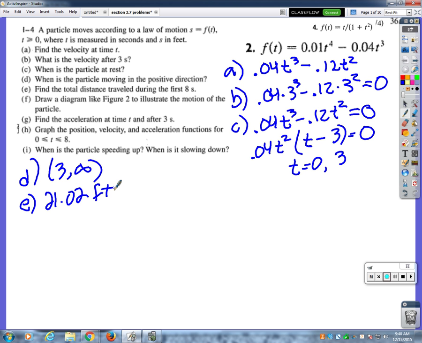F, draw a diagram like previously to illustrate the motion of the particle. We kind of already did that in my little arrows.